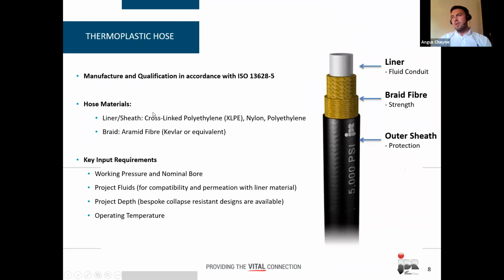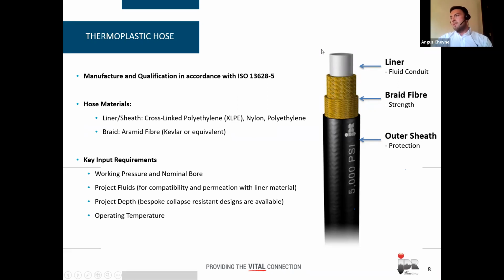So starting off with probably the most common umbilical component, which is a thermoplastic hose. Firstly, you'll see the statement here that it's manufactured and qualified in accordance with ISO 13628-5. So this is the governing standard for umbilical design and manufacture. It's also known by its API equivalent, API 17E. So you'll see this referenced quite a lot throughout the slides. So just to note on that.